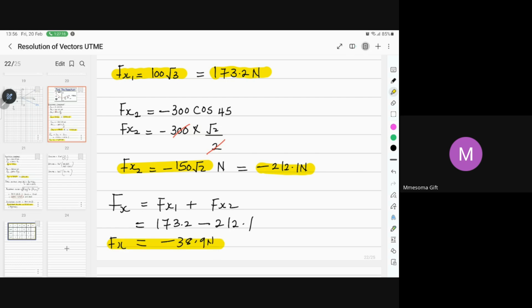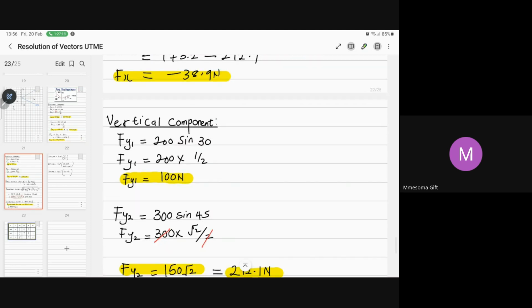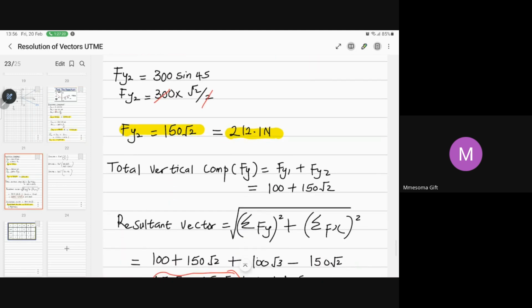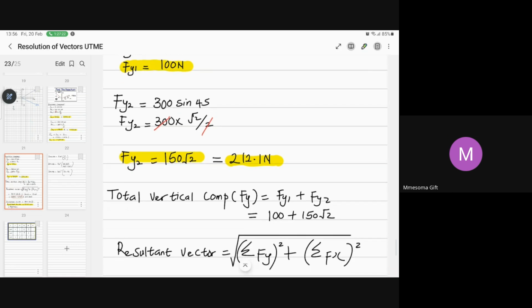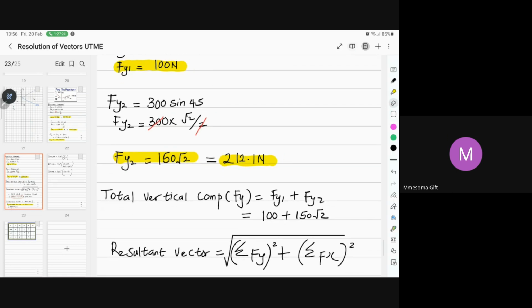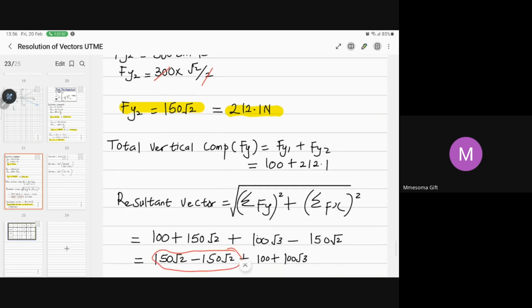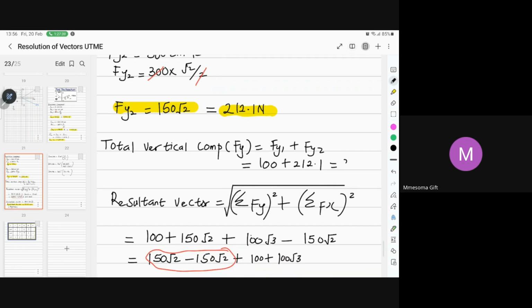All right. So let's go again to our y components. So this one is okay. Good. So now let's add our y together. 100 plus 212.1. That will give us 312.1. So 312.1 Newton is our total y value.